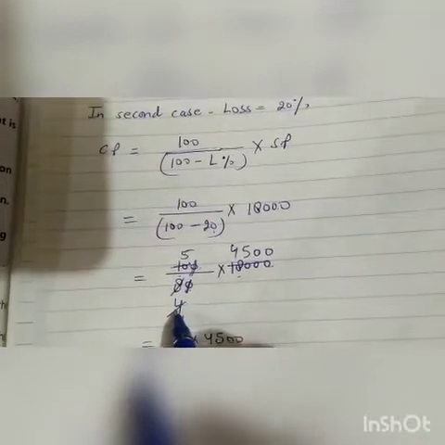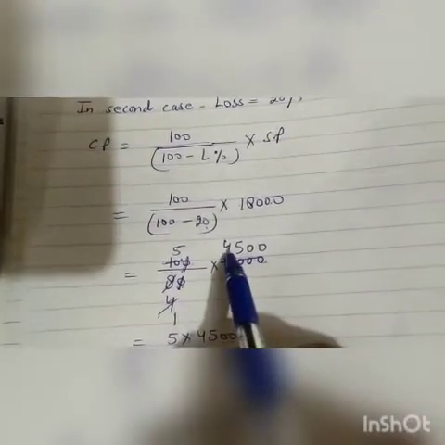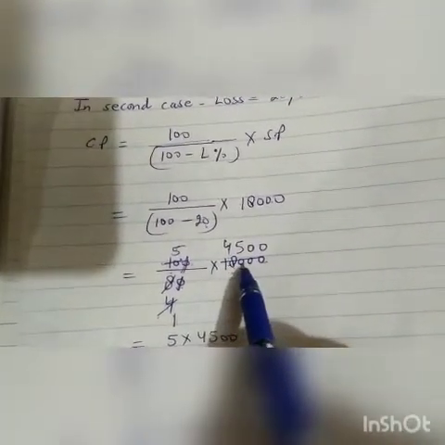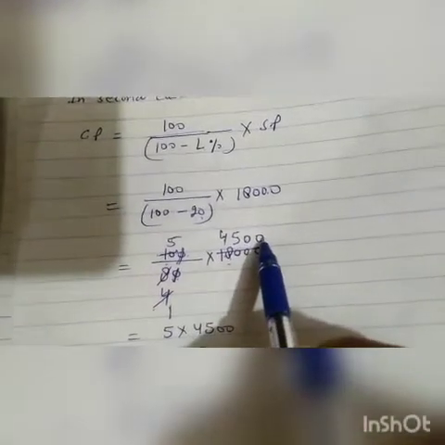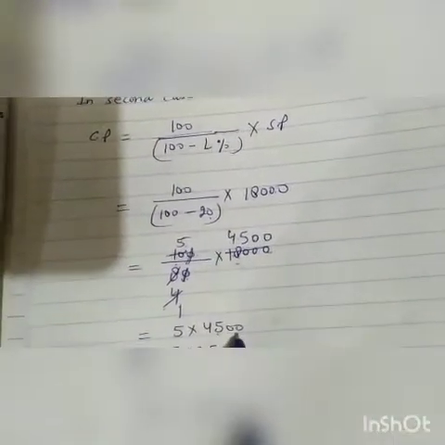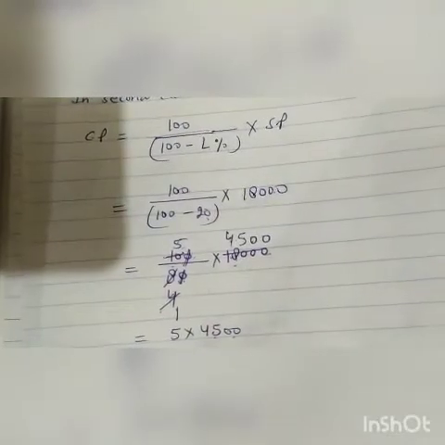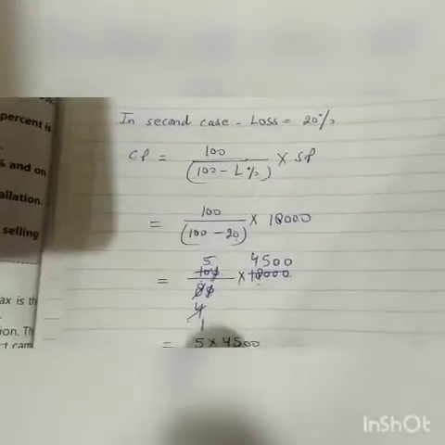2 5s are 10, 2 4s are 8, 4 1s are 4, 4 4s are 16. 2 remainder 20, 4 5s are 20, 0 0. Then 5 multiplied by 4500, it is 22,500.